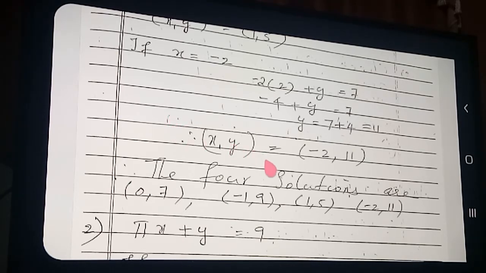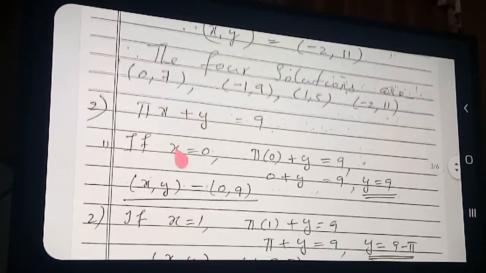Instead of copying, after understanding the sum, you yourself try to do it. This type of sums are important. And now we will move to the next question.